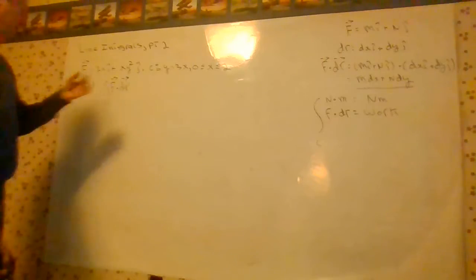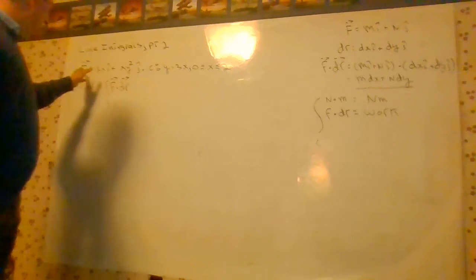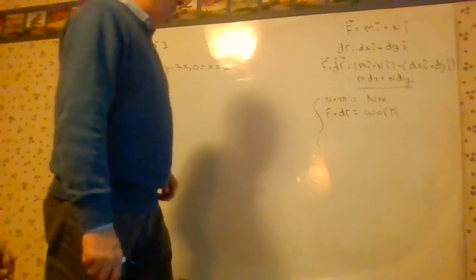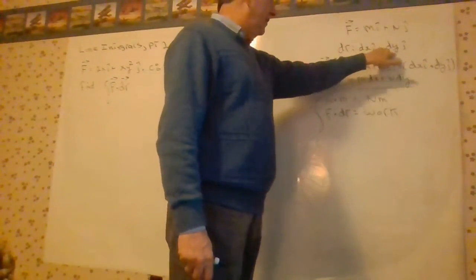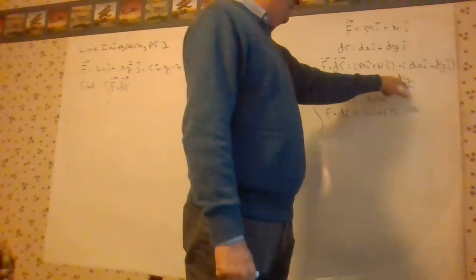dr is a small little displacement vector. That would be in meters. Newtons times meters is newton meters. This would give us a certain amount of work done by this force field along this path, y equals 3x. Now, first of all, if F equals mi plus nj, dr is going to be dxi plus dyj. And F dot dr, you just get m dx plus n dy. Gives you a scalar quantity that we can then integrate.